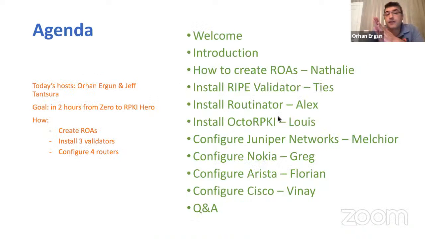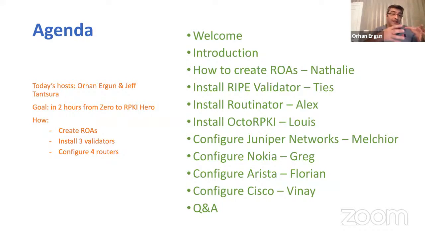Here, first, we will start with creating a ROA and how easy it is, especially on the RIPE website. You will see Nathalie show us. After that, we will see the 3 validator installations. These will be with us for the RIPE one. Alex from NLnet Labs will also install Routinator, and Luis from Cloudflare will install Octo.